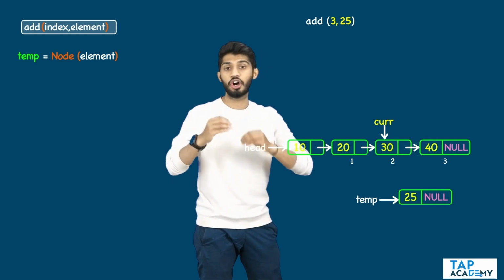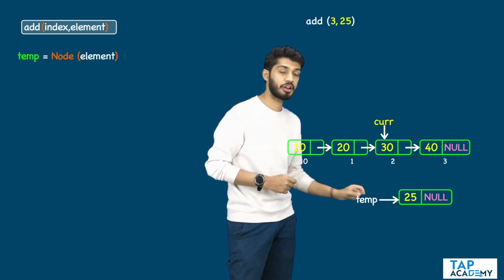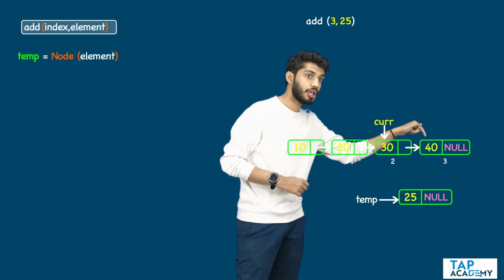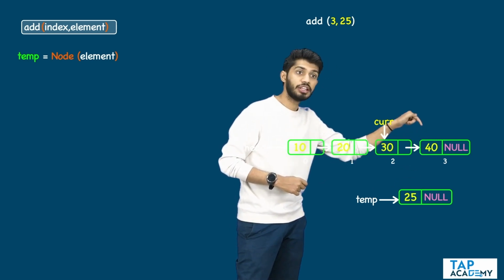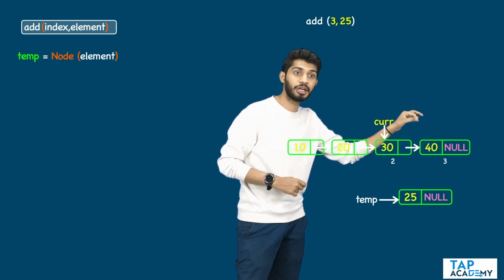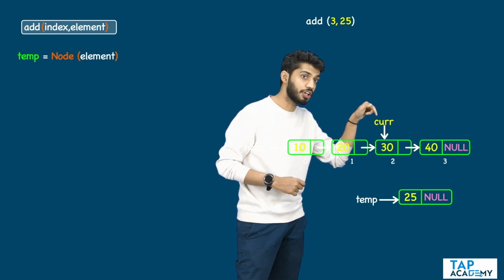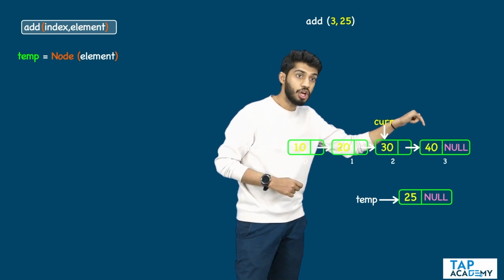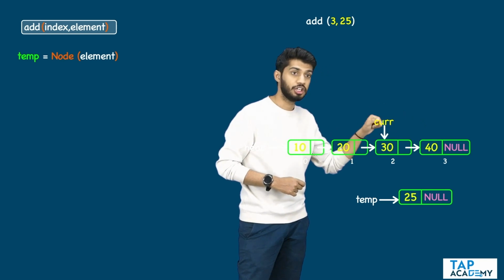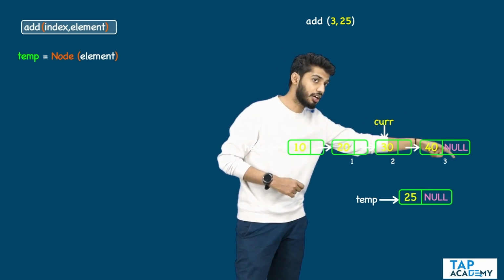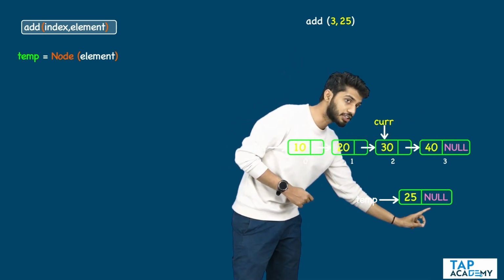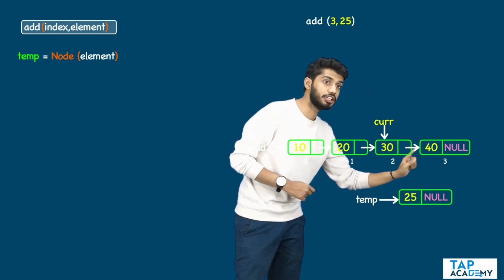So the new node is already known as temp. So temp is referring to this. So temp.next should start pointing to this node. Now how can I get the reference of this node? I can easily get it by saying, since current is pointing over here, current.next is nothing but this node. So whatever is there in current.next, which is the reference of this node, that particular thing I need to store in temp.next, meaning over here. If I store it, automatically this will start pointing.